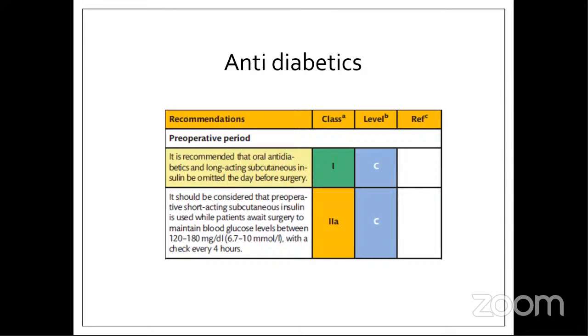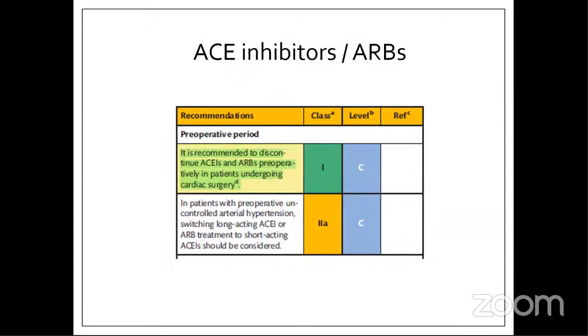It's recommended that oral antidiabetic and long-acting insulin be stopped the day before surgery. Blood glucose should be routinely checked almost every 4 hours to maintain the blood glucose level between 120 to 180. ACE inhibitors and ARBs should be stopped preoperatively.